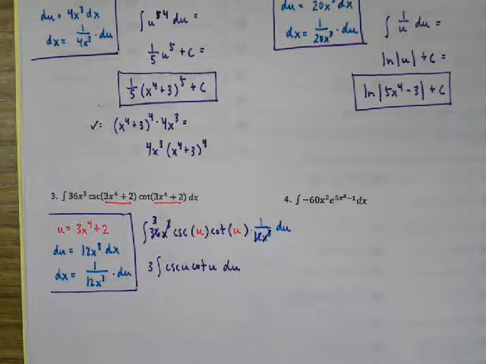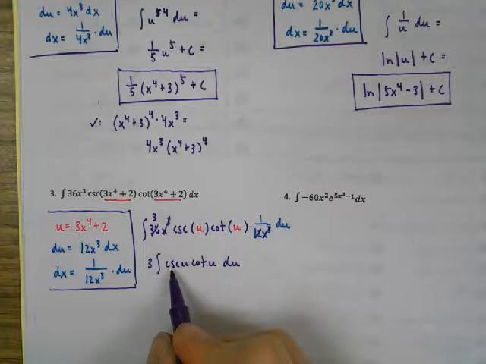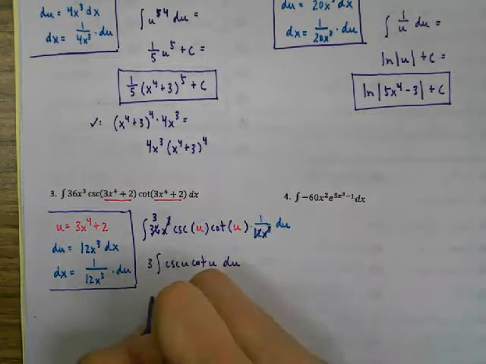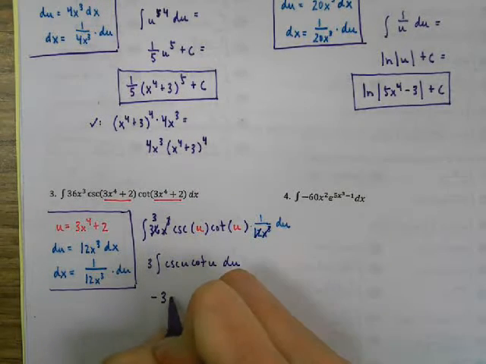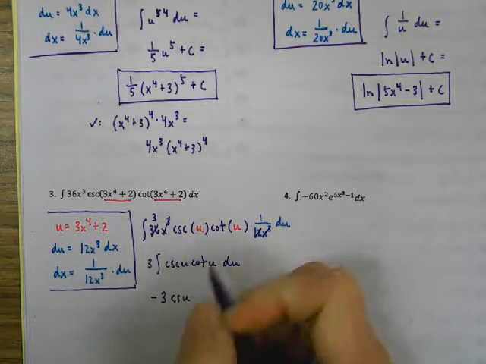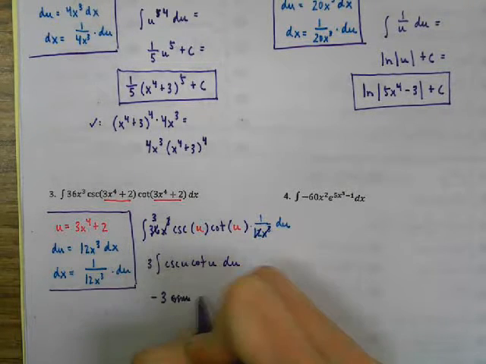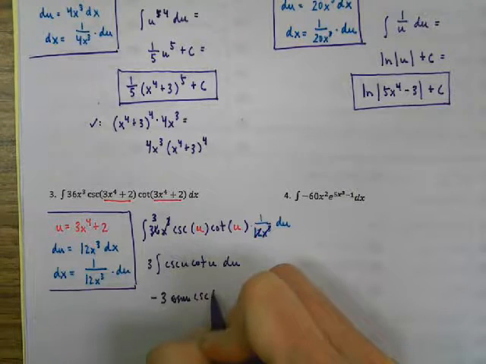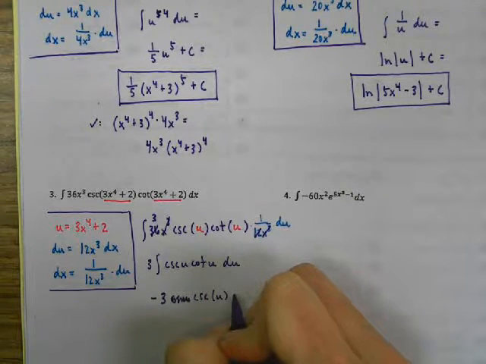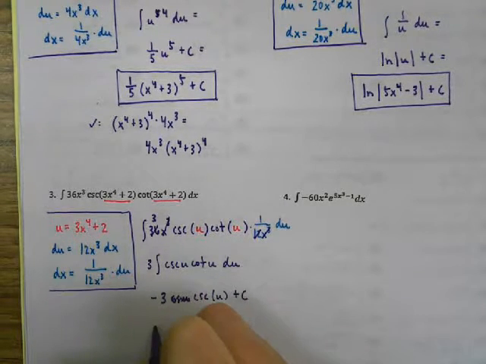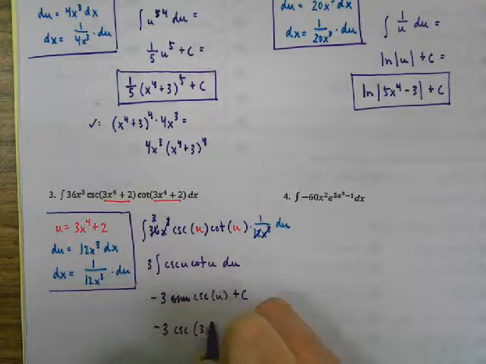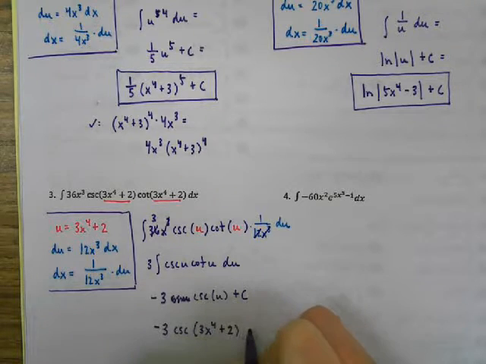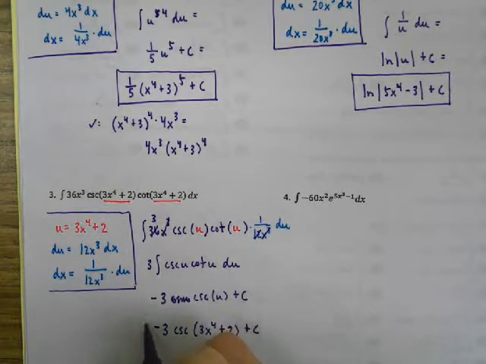Now here's where I have to be careful with my signs. I know the derivative of cosecant of u is negative cosecant u cotangent u, so when I anti-differentiate, I have to take that negative into account. So negative 3 cosecant of u plus c, or negative 3 times the cosecant of 3x to the fourth plus 2 plus c.